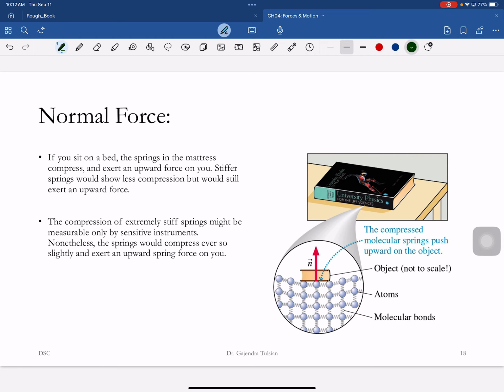So this is the amount of stretch or compression. That's the spring constant. The greater the spring constant, the greater the force exerted. Stiffer springs would show less compression, but still would exert an upward force. The compression of extremely stiff springs might be measurable only by sensitive instruments.